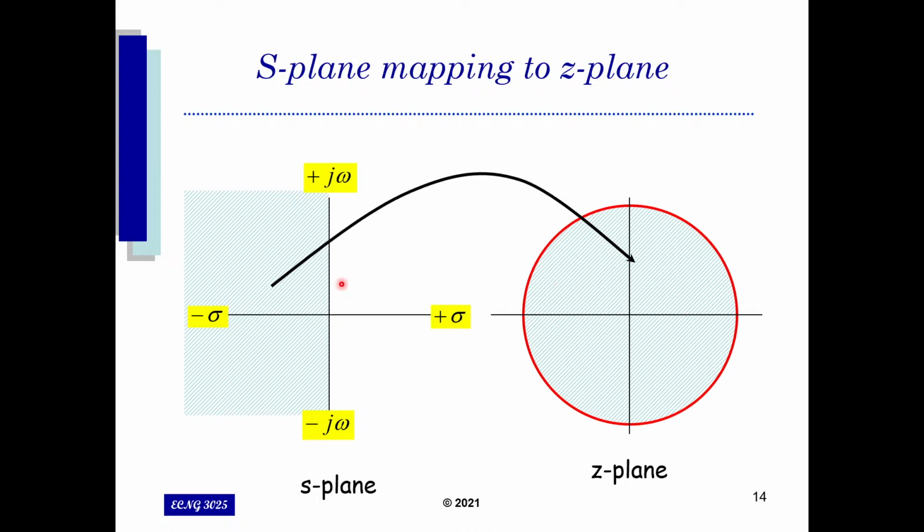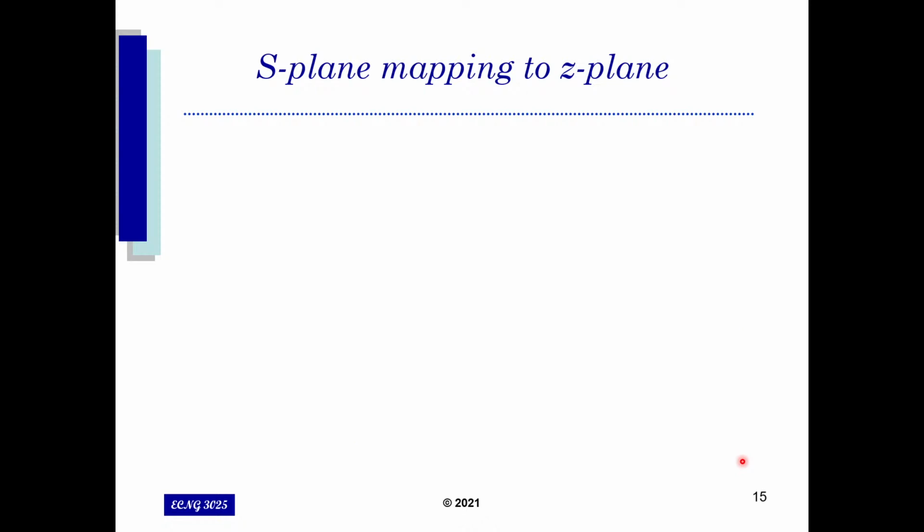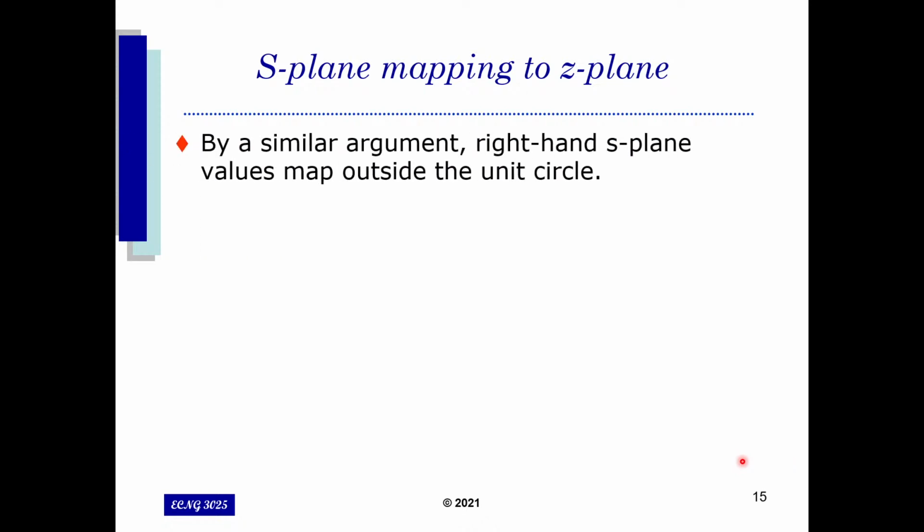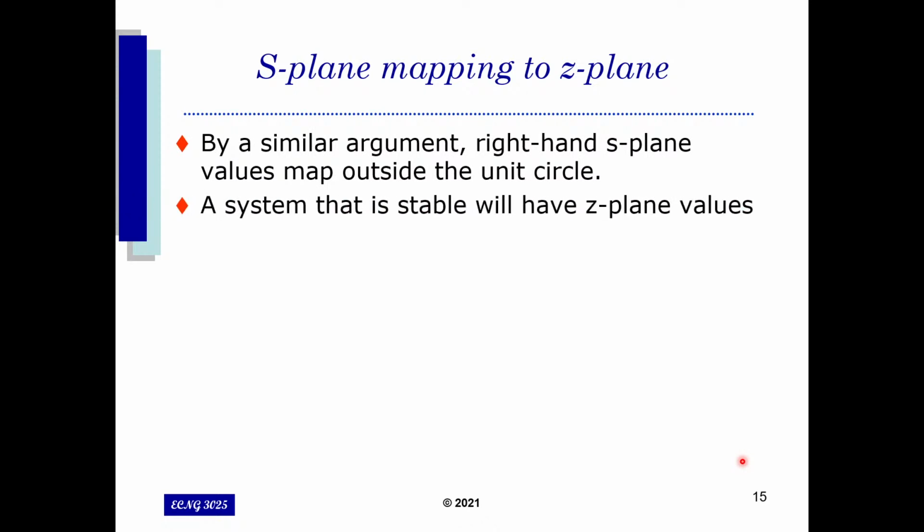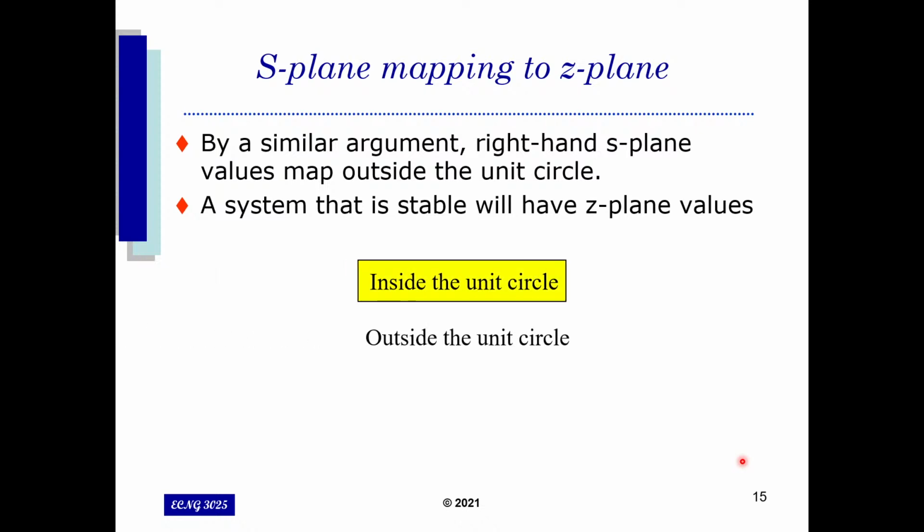Similarly, if the right hand side here was shaded instead of the left hand side in the Z domain, what that means is that we'll be shading outside of the unit circle instead. So that's basically what I just said. The right hand S-plane will map outside the unit circle, and a stable system has Z-plane values inside the unit circle.